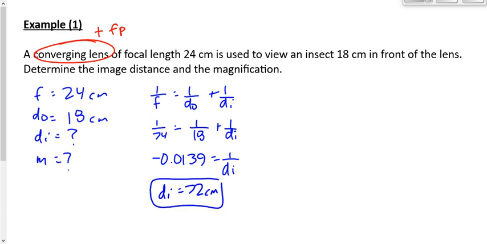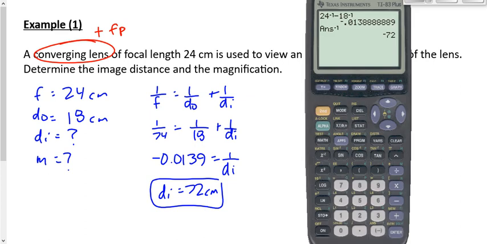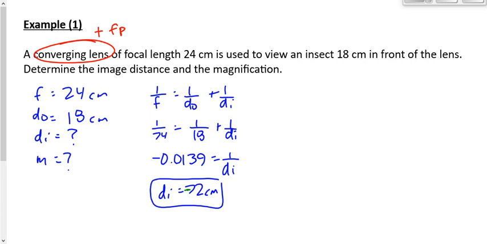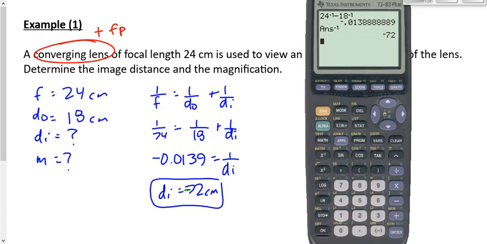Now you can find a common denominator and do your thing, whatever, or you can just take about 6 seconds on your calculator and get negative 72. Oh, forgot to put in the negative there, actually. Does that make sense? Yeah. Okay. Let's find the magnification.